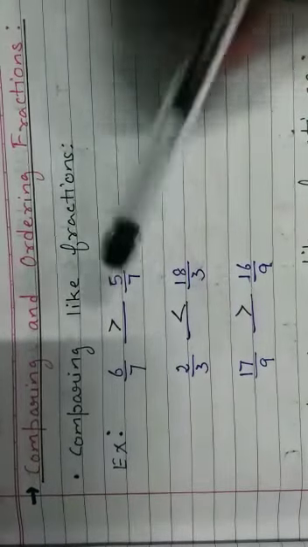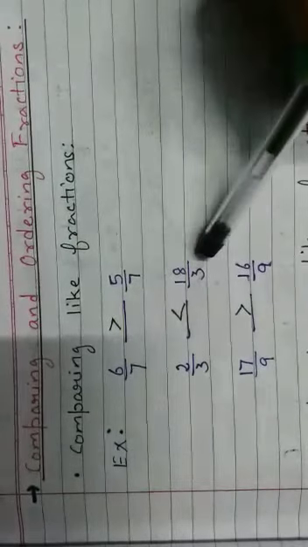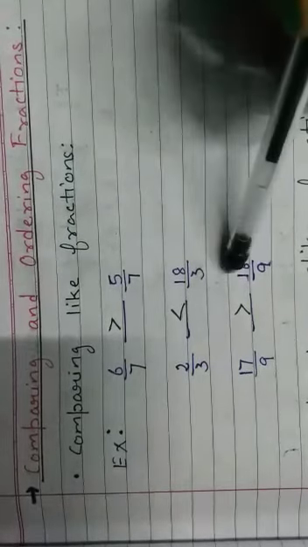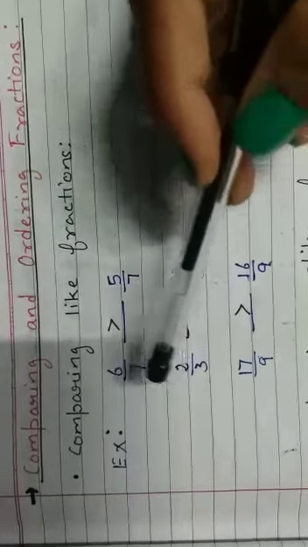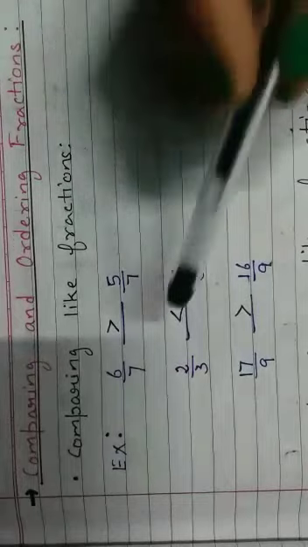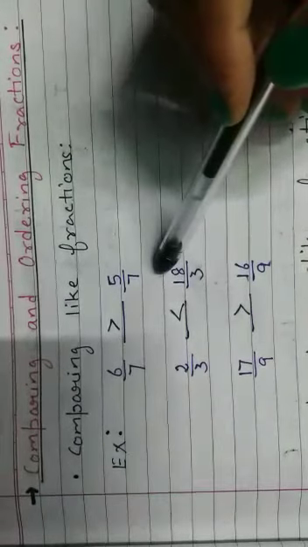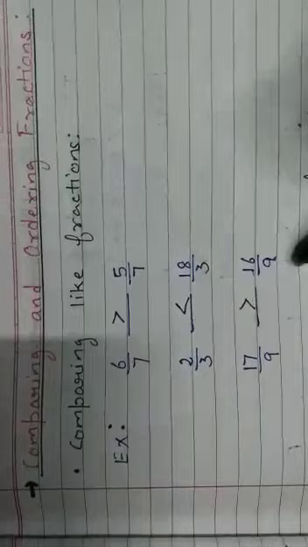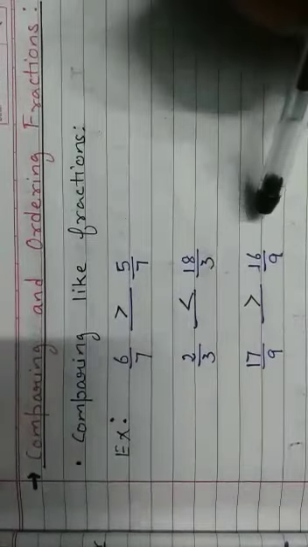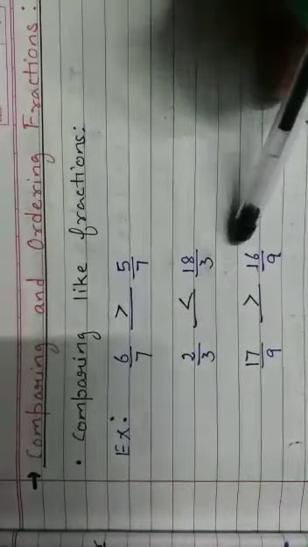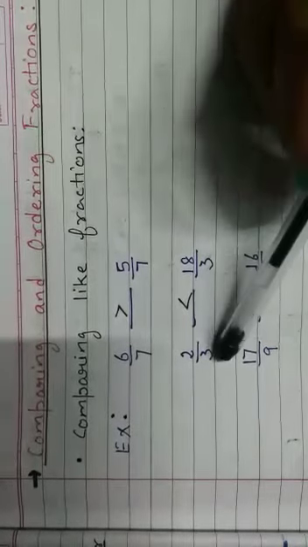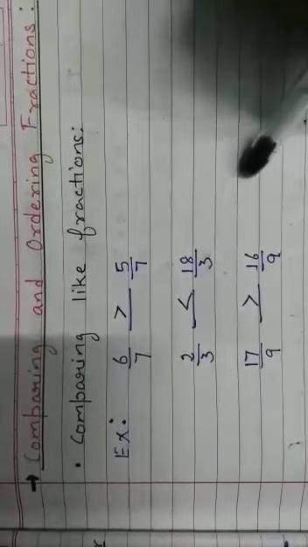Let's see the second one. Here we have 2 upon 3 and 18 upon 3, again like fractions. So we have to see the numerators only. Here we have 18 and here we have 2 as numerator. So which one is greater? 18 is greater than 2, right? So that's why 18 upon 3 will be greater than 2 upon 3. Okay. Similarly, 17 upon 9 and 16 upon 9. Here we have to see the numerator again, because 17 is greater than 16, 17 upon 9 is greater than 16 upon 9.